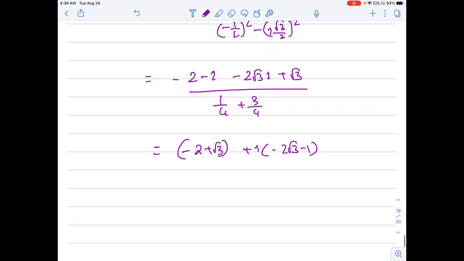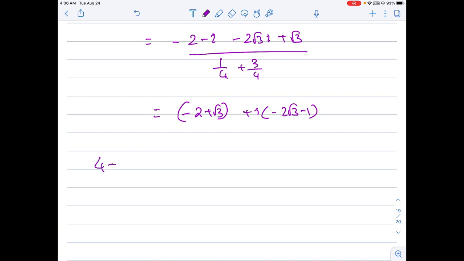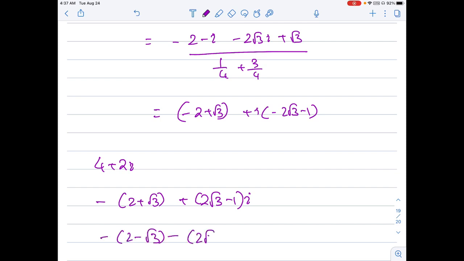So these are the two complex numbers. The first complex number is 4 plus 2i. The second complex number is minus 2 plus root 3, then 2 root 3 minus 1 times i. And the third complex number is minus 2 minus root 3, minus 2 root 3 plus 1 times i. These are the three complex numbers which will form an equilateral triangle.